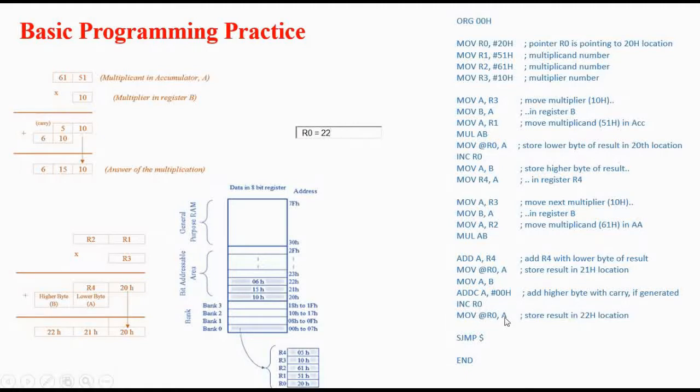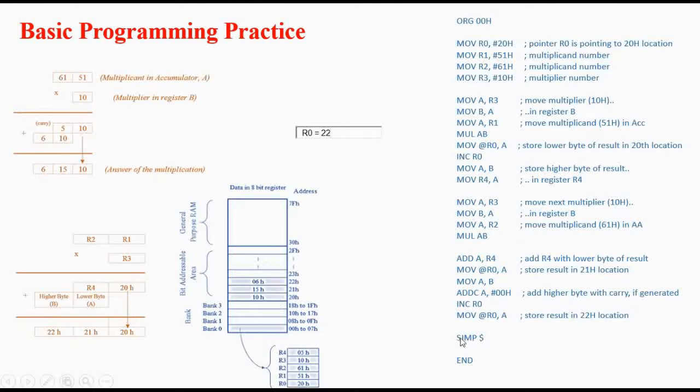Now A will get stored, means 6 will get stored at the location where R0 is pointing. R0 is 22. So R0 will point to the 22nd location. The content of the accumulator, that is 06, will get moved to the 22nd location. So the 22nd location is holding 06 now. If you read all those locations, then 06 15 10 will be the result. So 6151 multiplied by 10, so 61510 will be the answer. You need to read 20, 21, 22 like this, and you will get the answer.